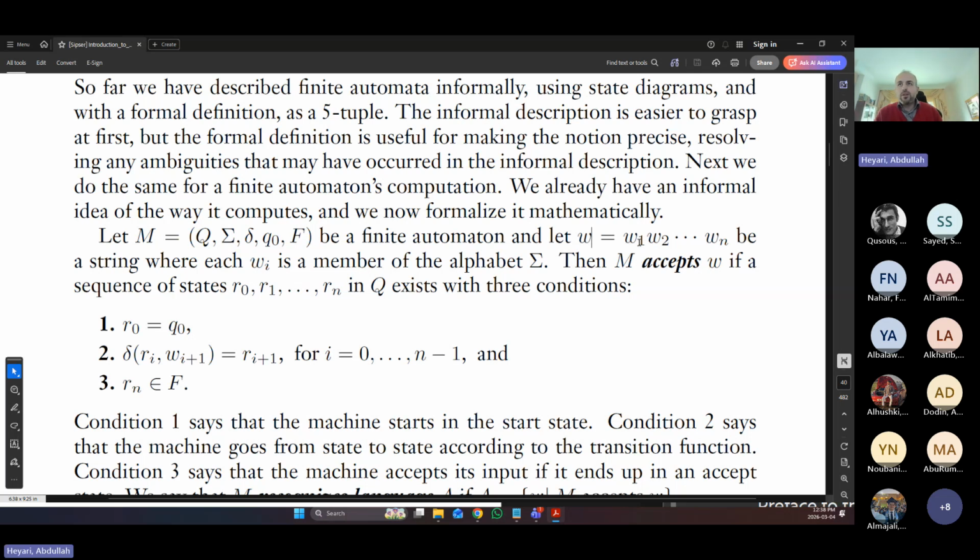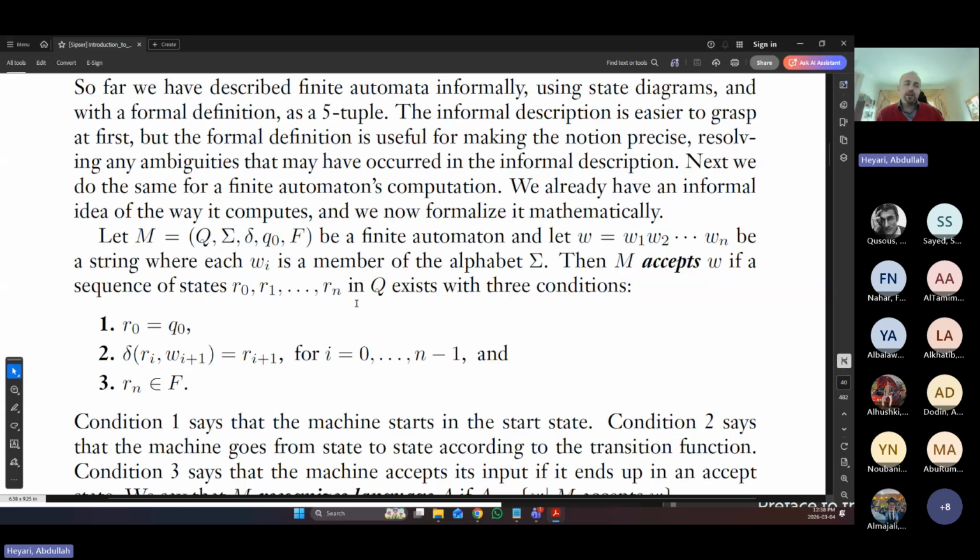So for all W1, W2, Wi, until you reach Wn, all of those are symbols within the set sigma, and those are currently being read by the machine M, causing M to move from one state to another through the transitions. When do we say that machine M accepts the string W?